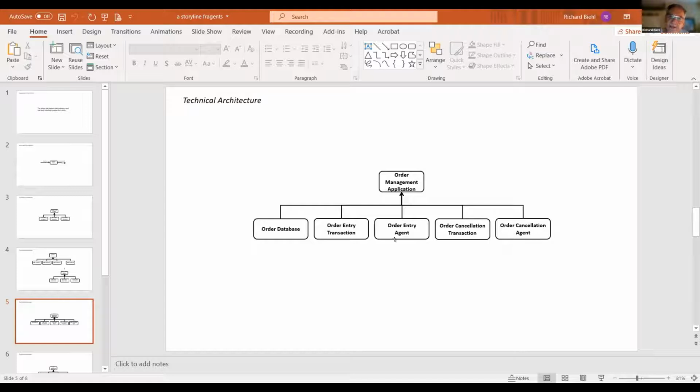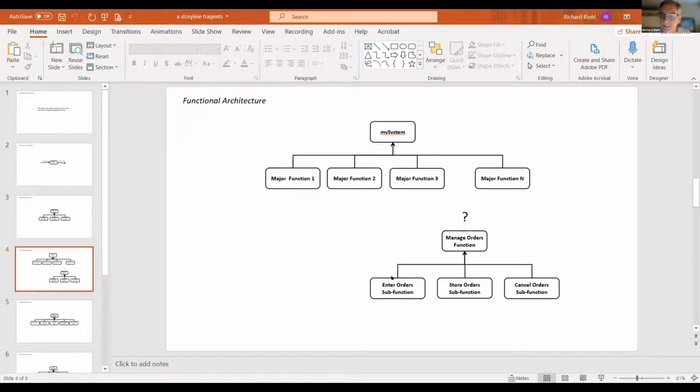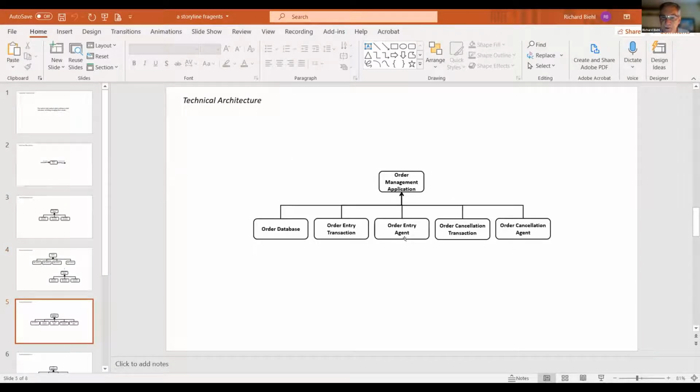Now, this is not the technical architecture I would implement for that function. This function implies two transactions and some kind of data storage. Transactions, subfunctions that are transactional, have to have people that do them. So I've got two transactions, people to do them, and a place to put the results. So this is what I get when I mechanically translate the functional architecture into a technical architecture.